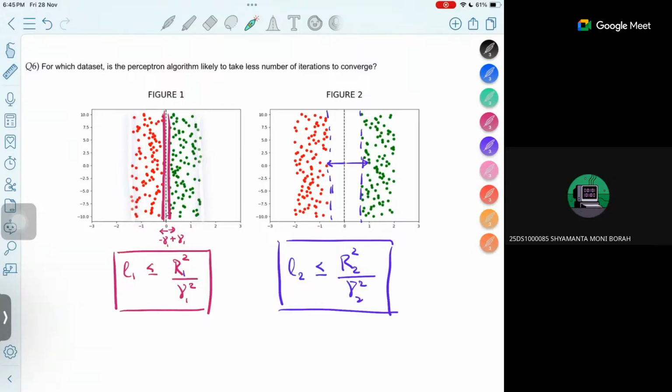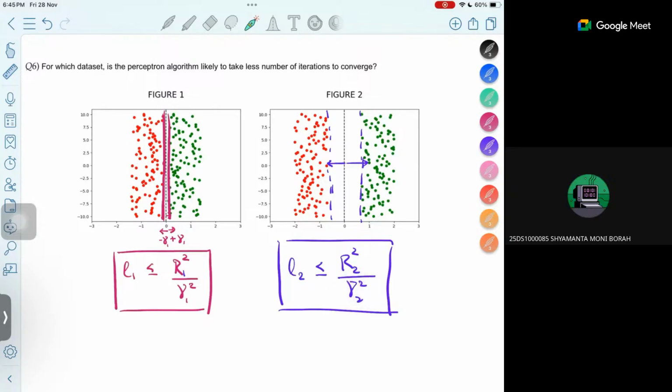Understood, sir. Yeah, because of the scale that is given in the question, we can assume that. Okay, the maximum data point and the minimum data point, right? Basically, we'll have to check that. Yeah, the maximum data point in terms of distance from origin. The radius is based on distance from origin, correct, whereas the minimum, that is gamma, is based on the W transpose X value of the closest data point.